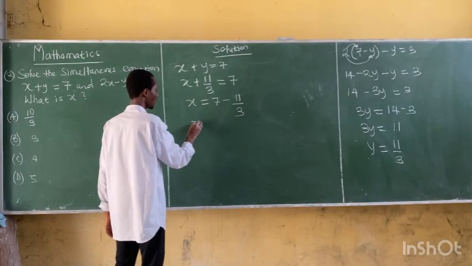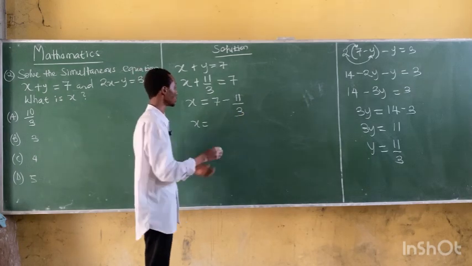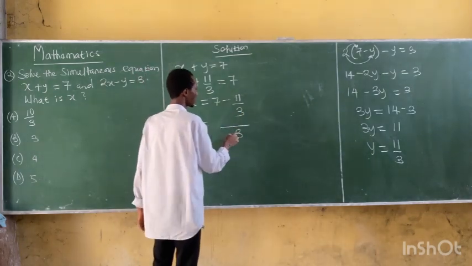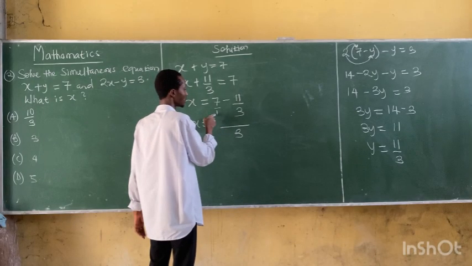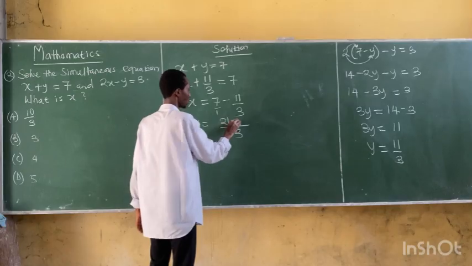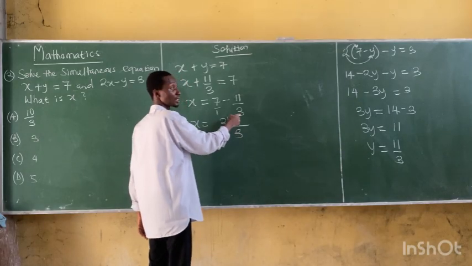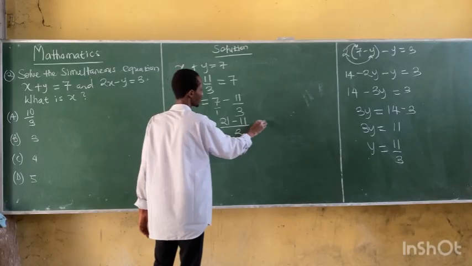Here we have x is equal to, if we take the LCM, 3 divided by 1, as the same thing as over 1. 3 divided by 1 is 3. 3 times 7 is 21. Minus 3 divided by 3 is 1, right? 1 times 11 is the same thing as 11.